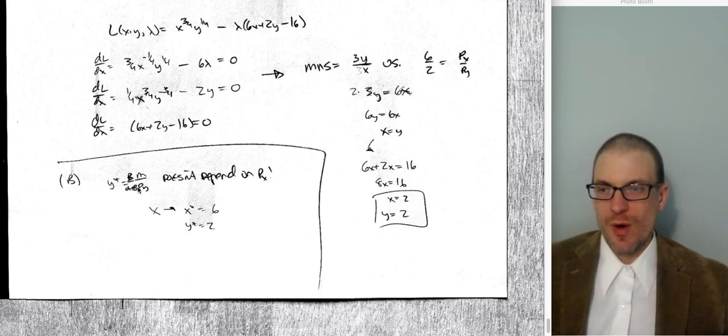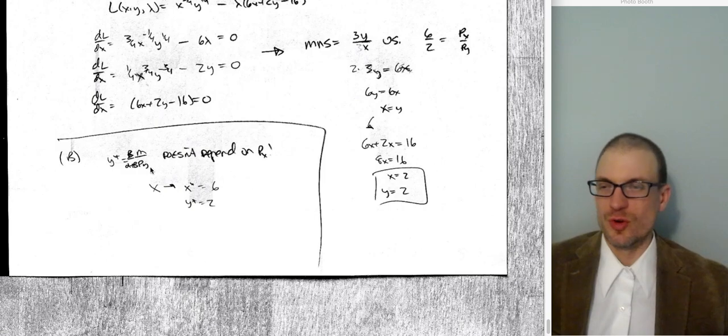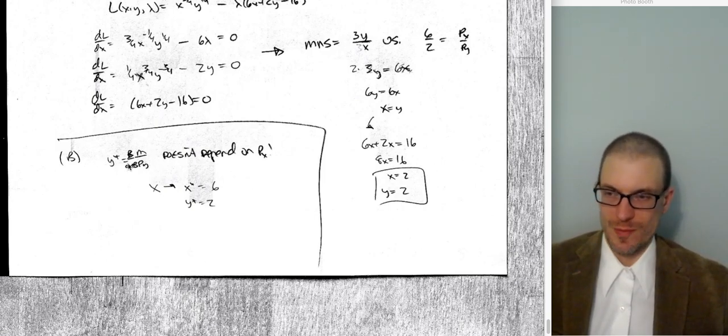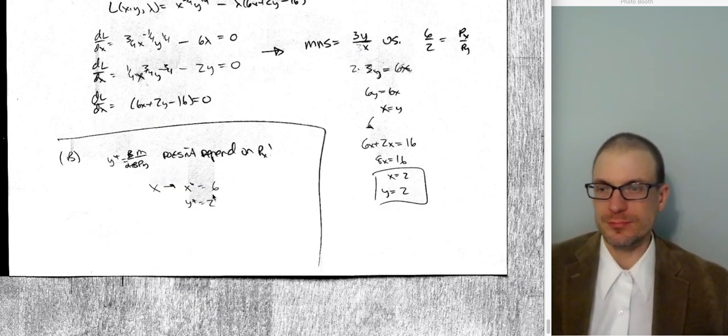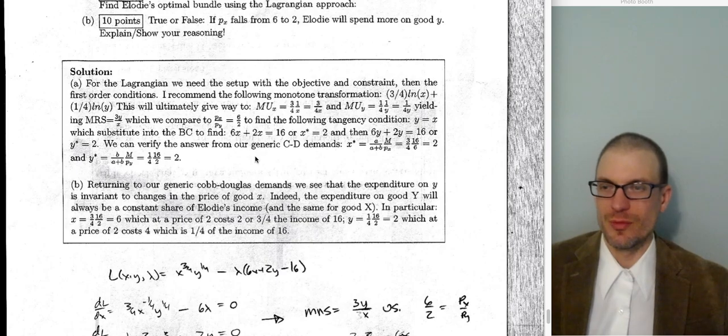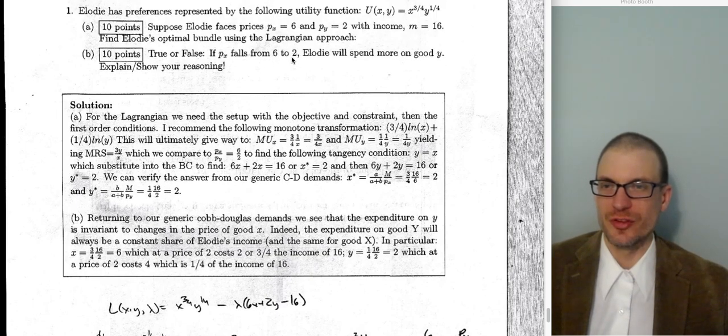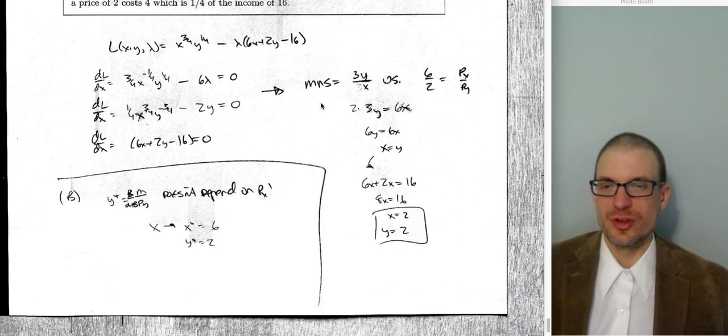Elodie's demand for y doesn't depend at all on the price of good x. And so when the price of good x changes, the expenditure on y actually remains the same constant share of Elodie's income. Beta over alpha plus beta times income is the expenditure on good y. Expenditure on good y is just py y star. All right. So what ends up happening if the price of good x, what did I say here? The price of good x falls from 6 to 2.